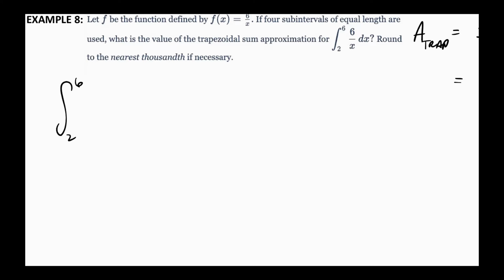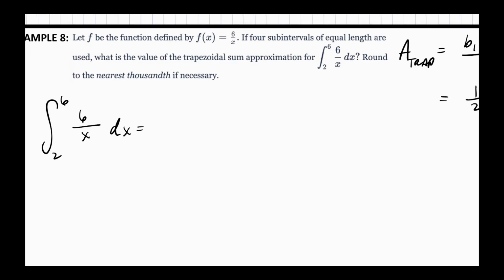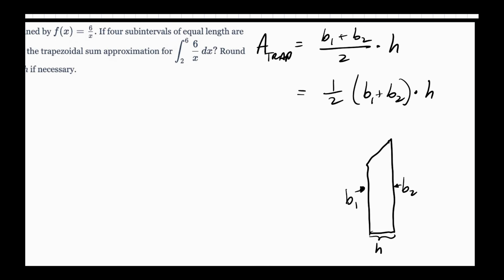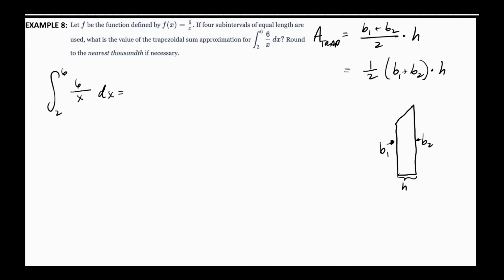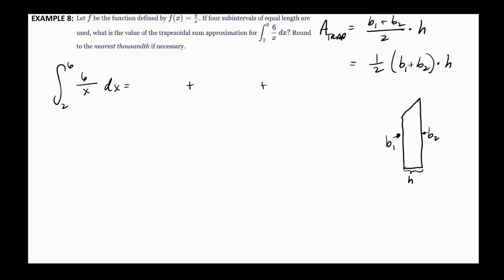So let's set this up here. From 2 to 6, f of x is 6 over x dx. So I'm going to have 4 trapezoids, and they're each going to have a height, whichever one you use, it doesn't matter, of 1. Okay. Let me move it down here so I get a little more room.